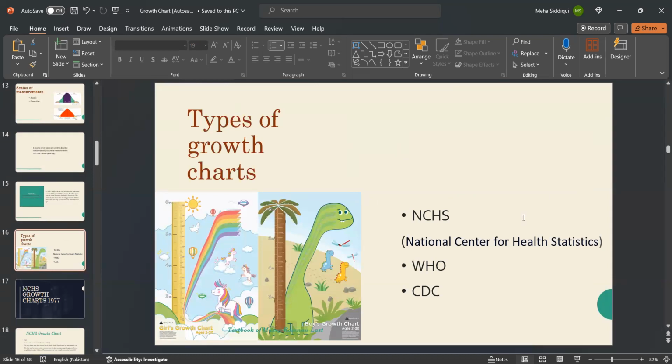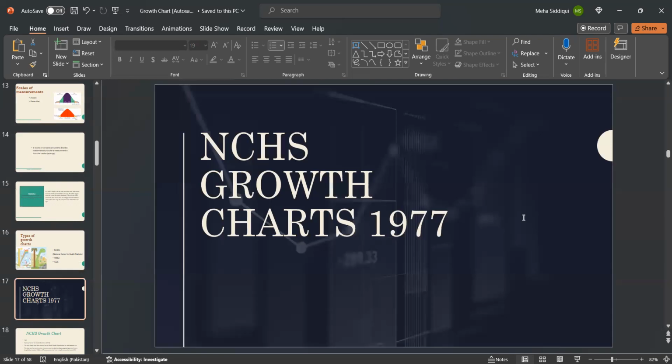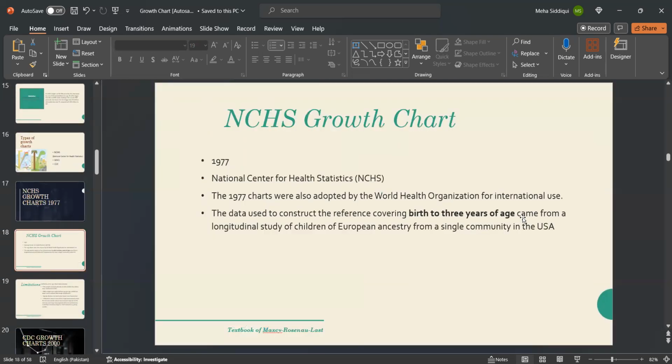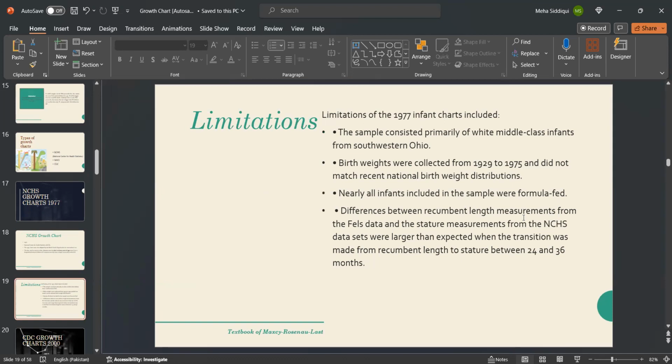So there are three basic types of growth charts: NCHS, which is the acronym for National Center for Health Statistics, then the WHO growth chart and the CDC growth chart. The NCHS growth charts were launched in 1977 and adopted by WHO for international use. The data used to construct a reference covering birth to 3 years of age came from a longitudinal study of children of European ancestry from a single community in the USA.